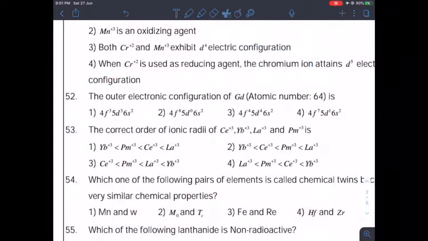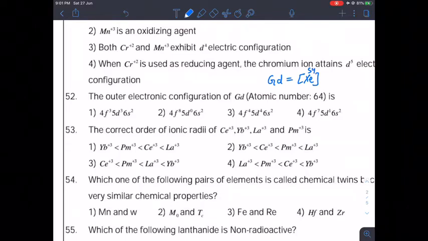Now let's talk about question number 52. What does it say? The outer electronic configuration of gadolinium, whose atomic number is 64, is. If you remember gadolinium 64, we will write it like this: Gd. The configuration of Gd will be equal to the configuration of xenon, whose atomic number is 54, and thereafter 10 electrons are left.